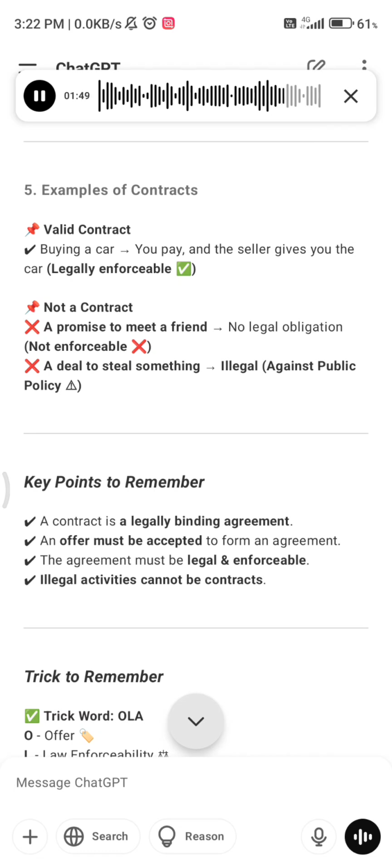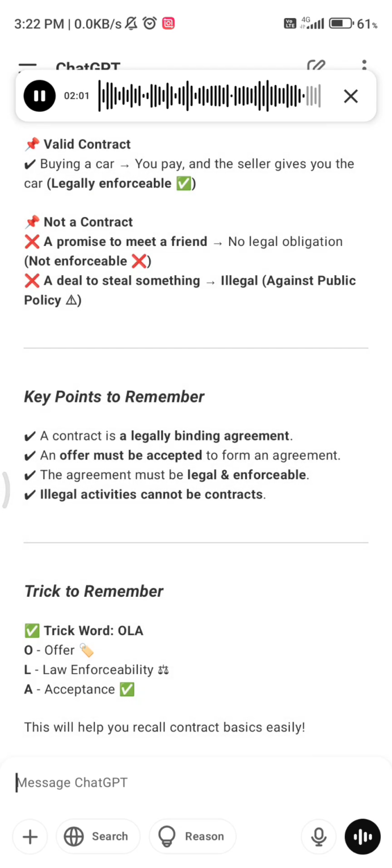Key points to remember. A contract is a legally binding agreement. An offer must be accepted to form an agreement. The agreement must be legal and enforceable. Illegal activities cannot be contracts. Trick to remember. Trick word, OLA. O, offer. L, law enforceability. A, acceptance. This will help you recall contract basics easily.